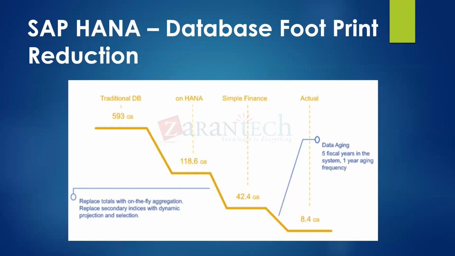There is only one single source of truth, which is also called ACDOCA, and also called the universal journal. So one single table is enough, and the data is not required to be stored in all the other redundant tables. In finance itself, we are able to save this much data. These simplifications and reductions have been introduced in other modules as well. Then you can imagine how much data we have reduced with S4HANA.